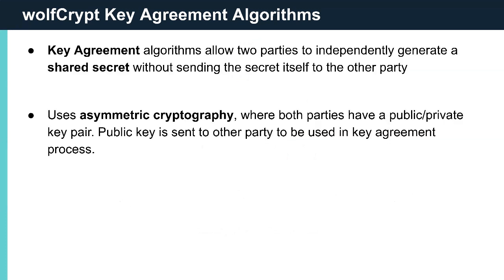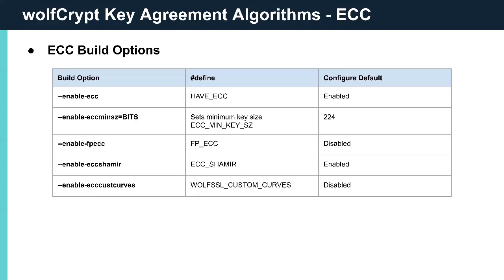Key agreement algorithms, like we covered earlier, allow two parties to independently generate a shared secret without actually having to send that secret itself to the other party. So this is used inside of TLS as well as other protocols. It uses asymmetric cryptography, where both of the parties have a public and private key pair. During the exchange, the public key is sent to the other side, which will then be used to generate the shared secret.